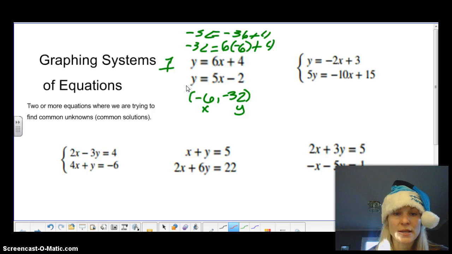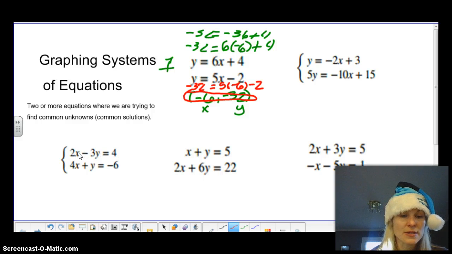So I'll put in -32 here, and then 5 times negative 6 minus 2. This is going to give me negative 30 minus 2, which is negative 32. So I know that that's correct. All right. Good. And I can do that with all of these. I just have to put them into slope-intercept form.